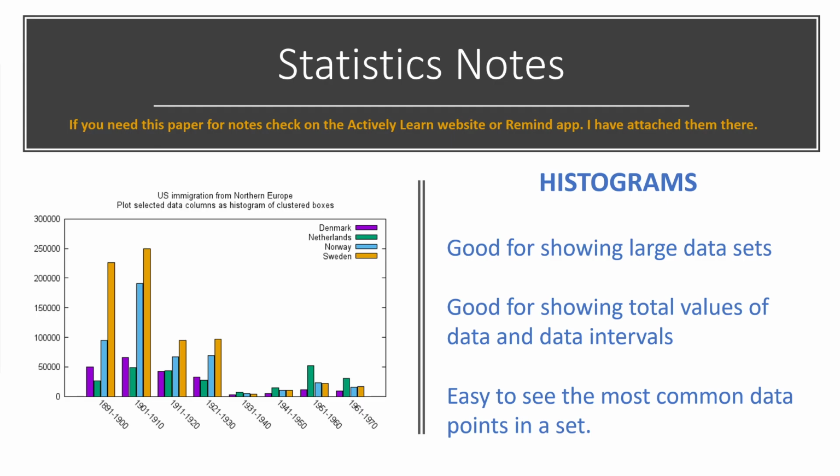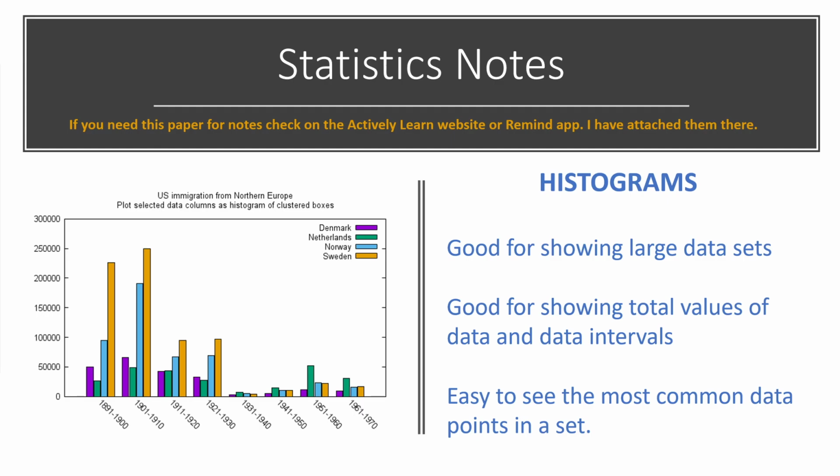The first chart was a histogram, and these are good for showing large data sets. They're most commonly used because they're very helpful in showing data intervals or ranges. You can see how many entry points there were between a specific set of numbers, and that's what they're most commonly used for.